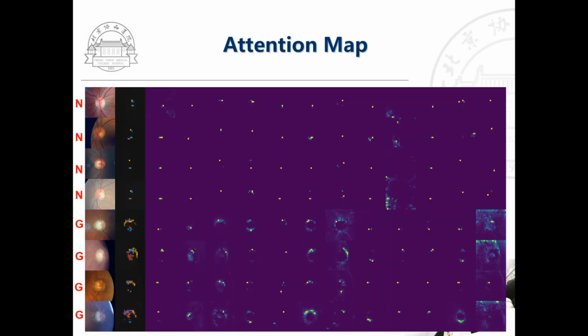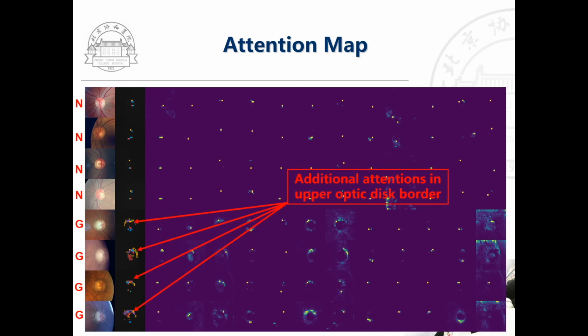The first 4 lines showed the attention maps of 4 non-glaucoma images, and the last 4 lines showed the attention maps of 4 glaucoma images. By visualizing attention maps, we found there is additional attention in the upper optic disc border, indicating the enlarged optic cup. All images showed high attentions on the superior and inferior of the optic disc.